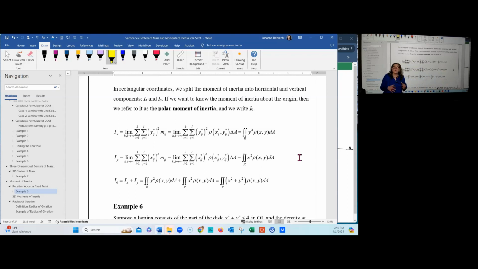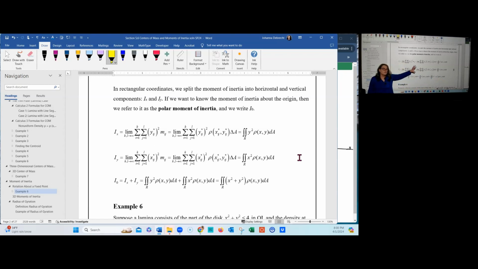All right. Now, what if, instead of rotating off of a vertical and off of a horizontal, we're talking about rotating around the origin in a circular motion, basically? Well, then our distance is going to be the radius of that circle, which we know is x squared plus y squared, right, from the Pythagorean theorem. And then we multiply by the mass, which is the density integrated over dA.